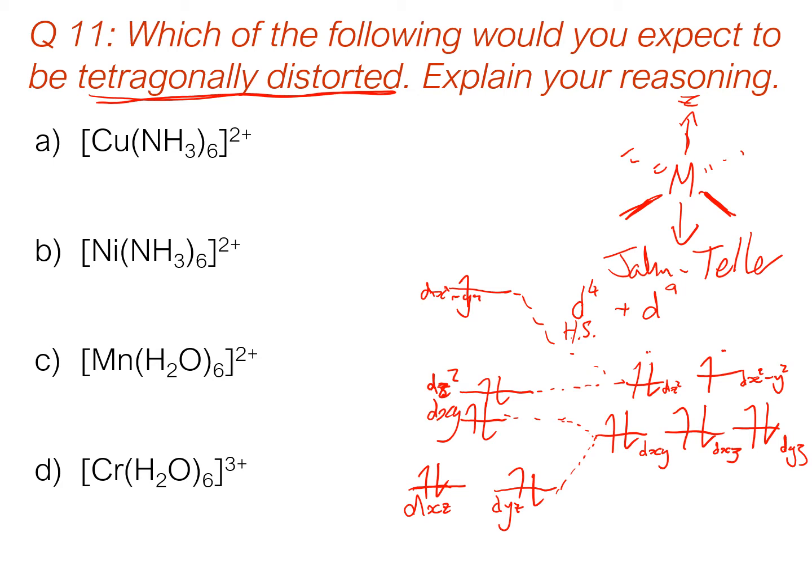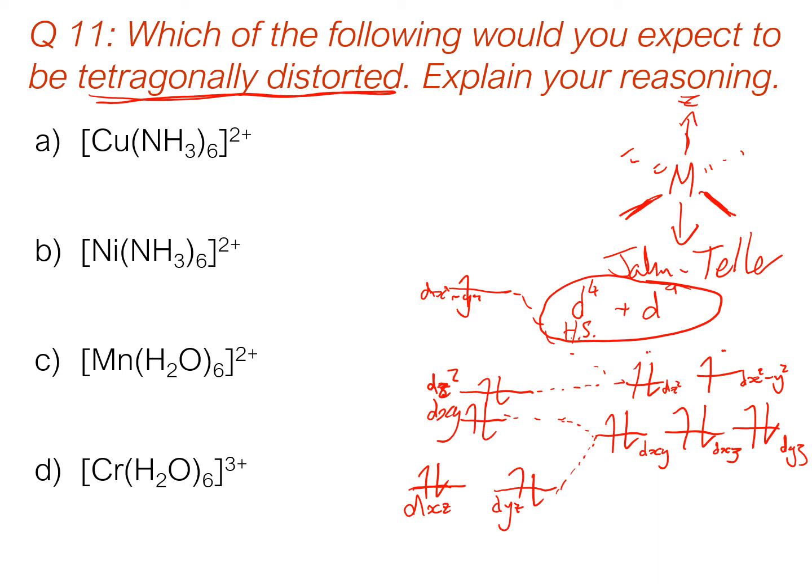So then, for this question, that's a very long explanation to get to the actual question. Which of them would we expect to be tetragonally distorted? What we're looking for is a high spin d4 or a d9 complex. So all of these ligands that are shown, so water and ammonia, are all neutral ligands. Therefore, the charge on the complex is the same as the charge on the metal. That makes it easier to quickly go through this.